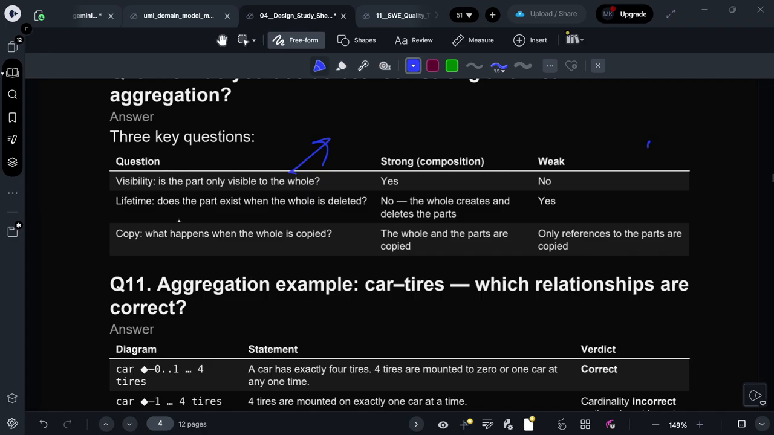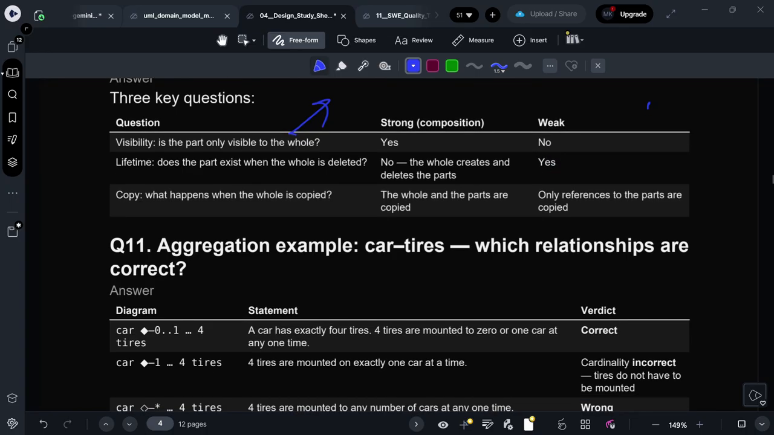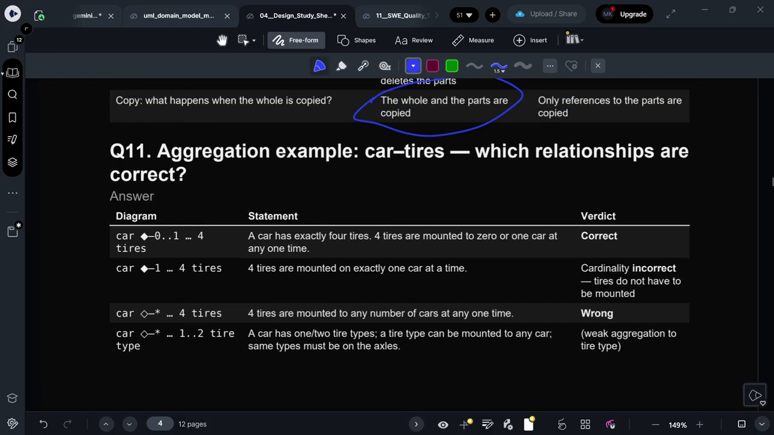And then we have lifetime. Does the part exist when the whole is deleted? No, the whole creates and deletes the part. In weak, yes, it exists. Copy: what happens when the whole is copied? The whole and the parts are copied in strong composition. In weak composition, only references to the parts are copied. So aggregation examples are car tires.